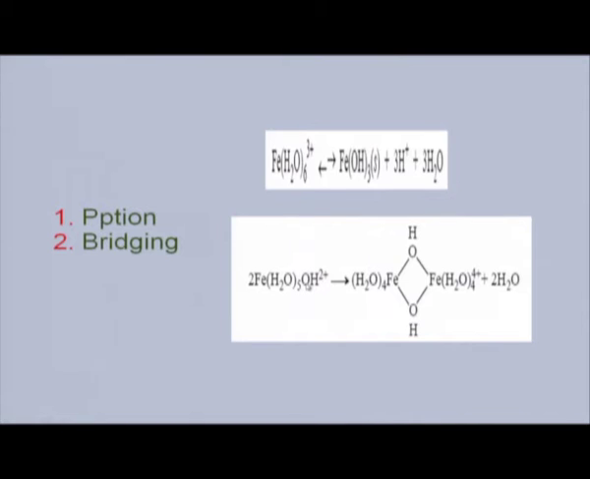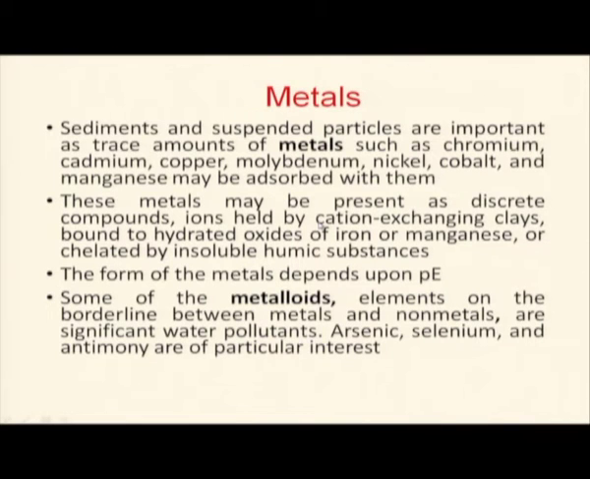At the same time, iron may undergo dimerization or a bridging type of reaction. 2 molecules of this compound may lose a water molecule and bridge, so 2 molecules of iron may be bridged together. So, this type of bridging reaction is also taking place in the aquatic environment. So, these types of reactions are taking place.